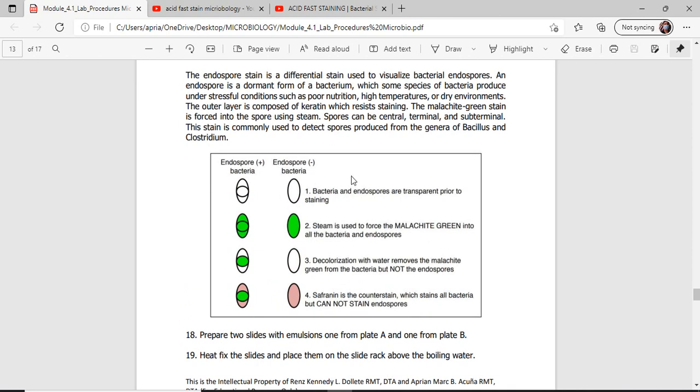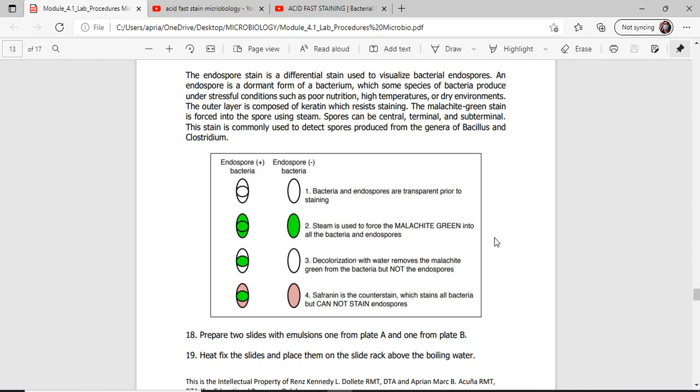Okay, the spore is forced to take up the stain, ideally, with the outer layer composed of keratin, which resists the stain. The malachite green stain, you heard malachite green in our Acidfast, is a substitute for your methylene blue as a counter stain. Instead of a blue background, you will have a green one. Methylene blue will give a blue stain or blue background. Your malachite green will give the stain to our spore.